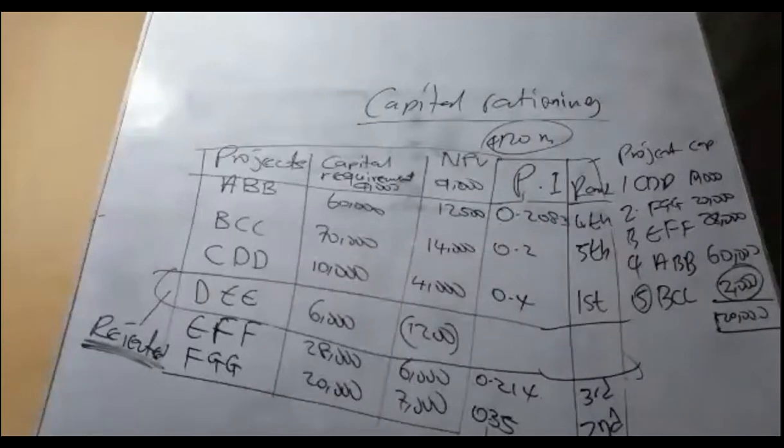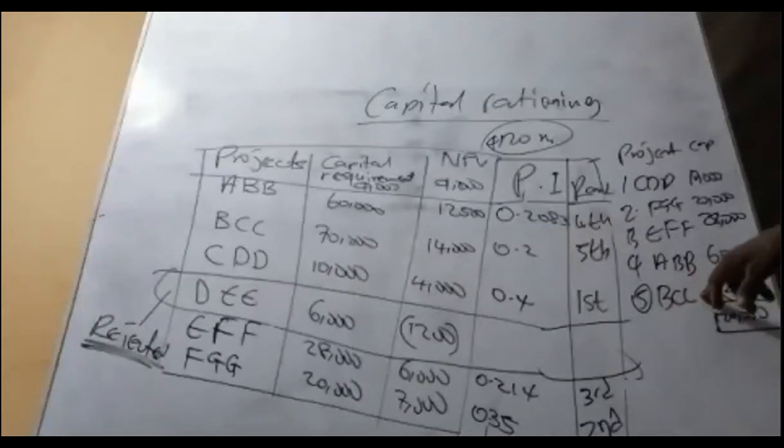Perfect. That is where the projects are divisible. What if the projects are not divisible? Then you end here, that's all. You don't need to take the remaining, because you cannot take a part of it.